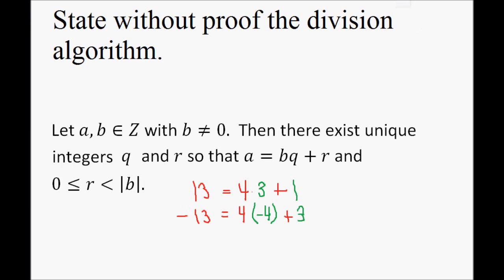In another case, if a is equal to 13, but b is equal to negative 4, then q would be equal to negative 3, for negative 12, and then r would be equal to simply 1 again.